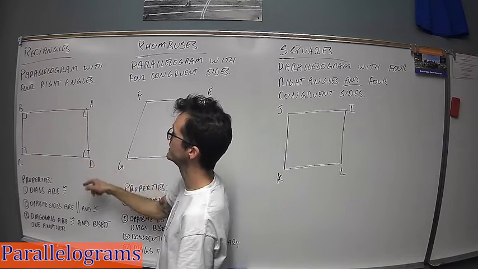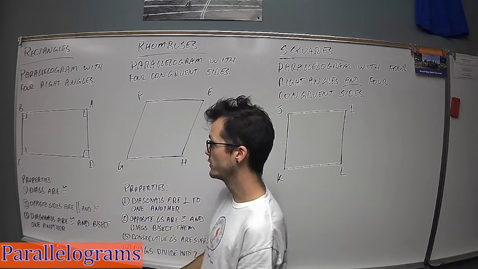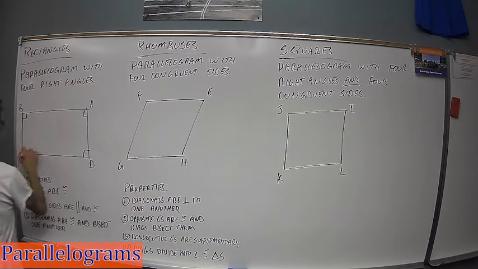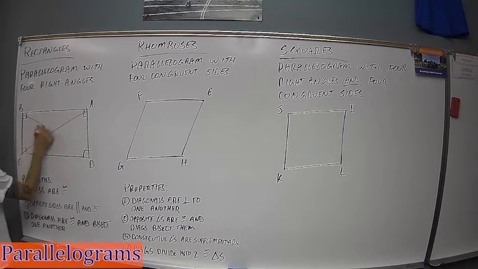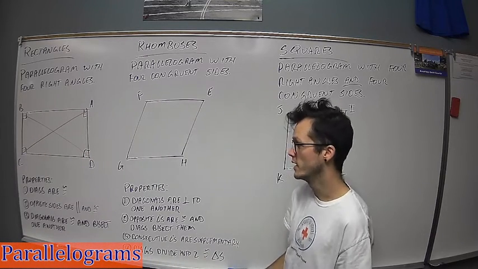Rectangle ABCD. You can see our 4 right angles. Here are some properties. The diagonals here are going to be congruent. So if you were to drop in AC and BD, those 2 lines must be congruent to one another.